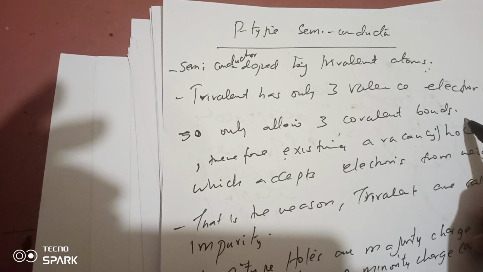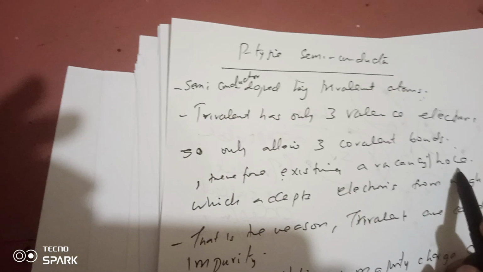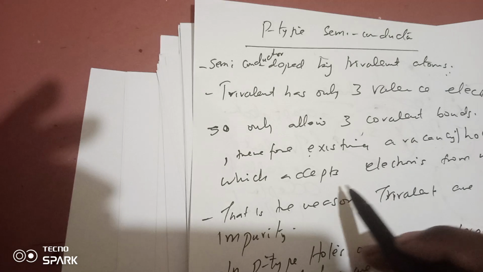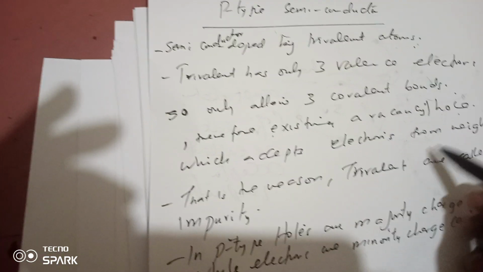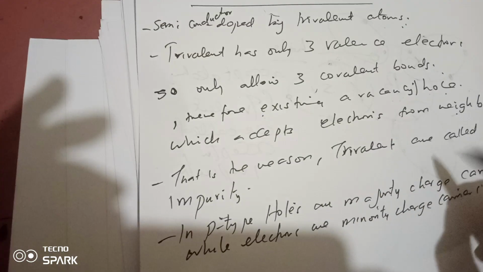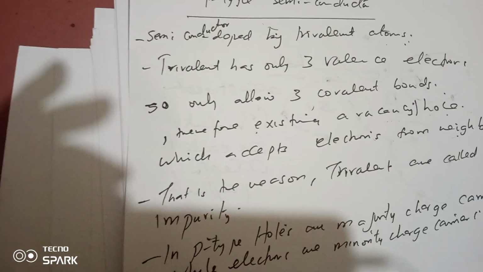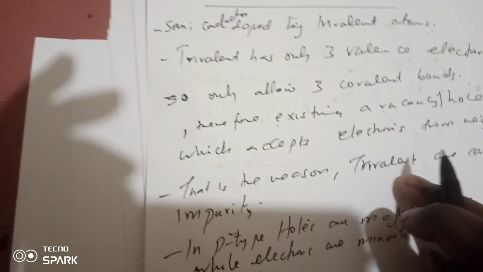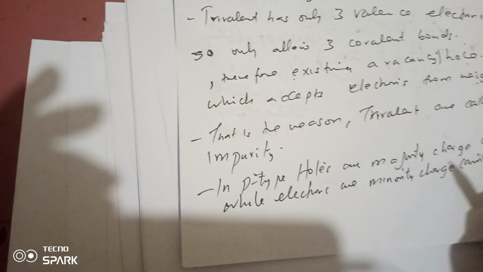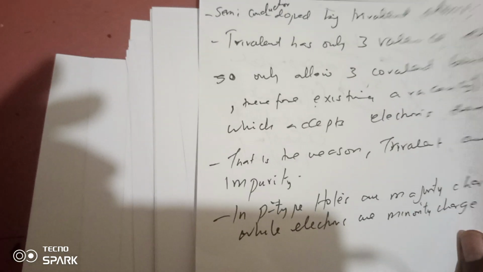When they allow 3 covalent bonds, it means there will exist a vacancy or a hole where the silicon or germanium will not bond. And when there exists a hole, this hole has to accept a free electron from the neighborhood or any roaming electron. That's the reason why trivalent elements are called acceptor impurity, because they have a vacancy or a hole where they accept an electron. So in P-type, you should know that holes are majority charge carriers, while electrons are minority charge carriers.